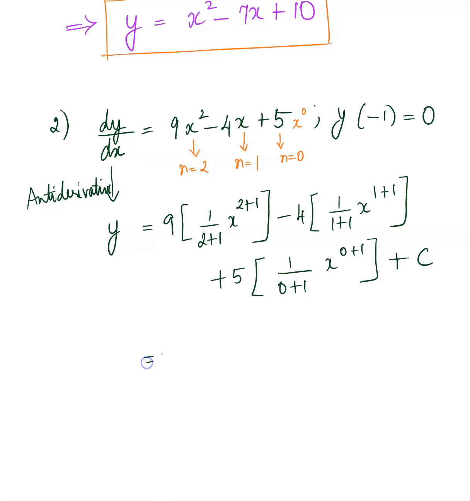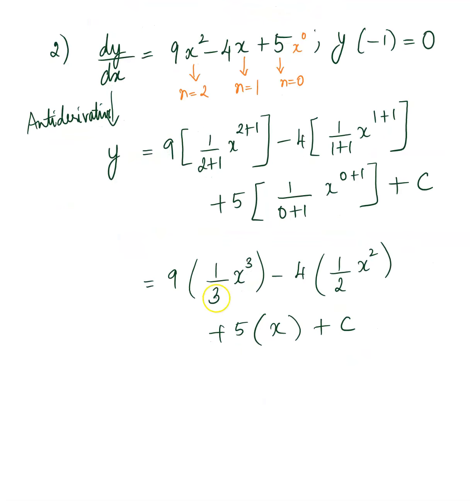Plus c. Clean all this up. So we get 9 times 1 over 3 x cubed minus 4 times 1 over 2 x squared plus 5 times x plus c. All these will cross cancel, isn't it? I'm sorry, 3 times 3. That's 2. That comes out as 3x cubed. So y is 3x cubed minus 2x squared plus 5x plus c.